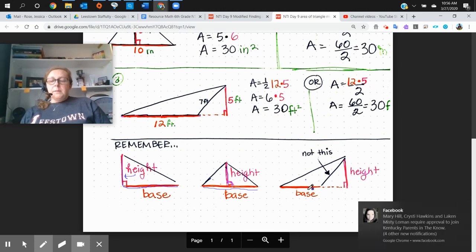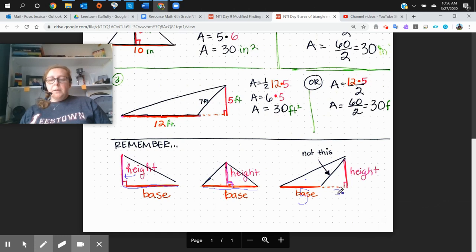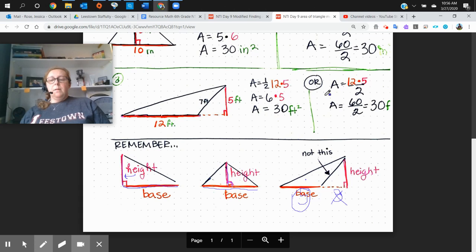So sometimes you see a number like this, like 5, and then sometimes they try to trick you and give you a number like this, like 3. But we only would use the 5, because the 5 is the measurement of the actual shape. This dotted line is not a measurement of the shape. So we want to cross that 3 out. Okay, so this is the help sheet. You can refer back to it.